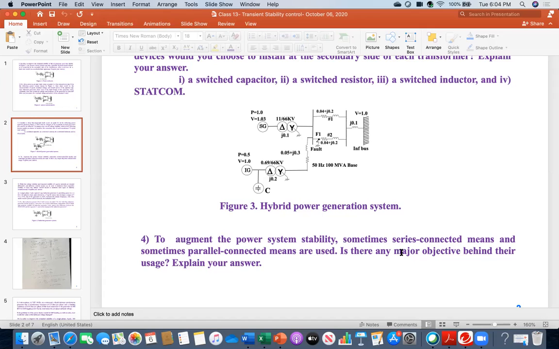So you will simply say that series connected means will control the current flow and reduce the high magnitude of current during fault, and parallel connected devices will control the voltage and hence the active power. That is the answer. Everybody, do you understand? Yes, sir. Okay.